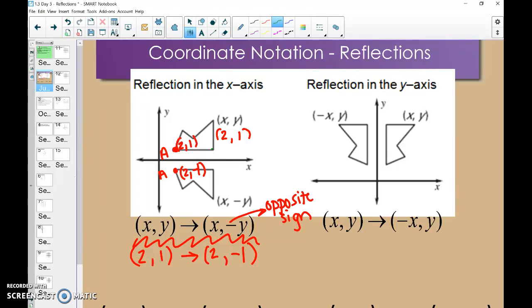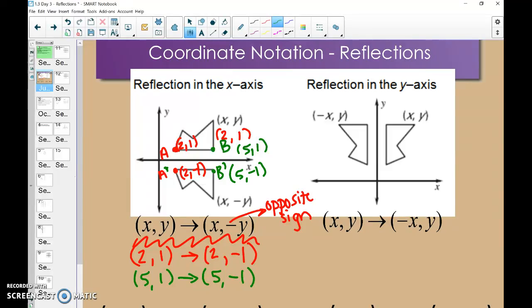Same thing here. Let's say that B was 5, 1, just making up a point again. Okay, if it was originally 5, 1, this rule says x stays the same, y gets the opposite sign. So 5 stays the same, 1 gets the opposite sign. So that means B prime, forgot to put the prime symbol over there, is 5, -1.